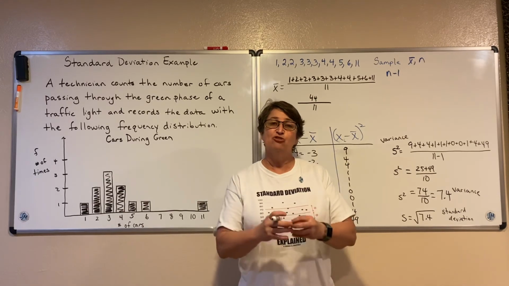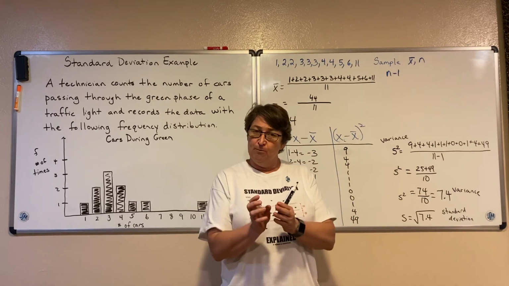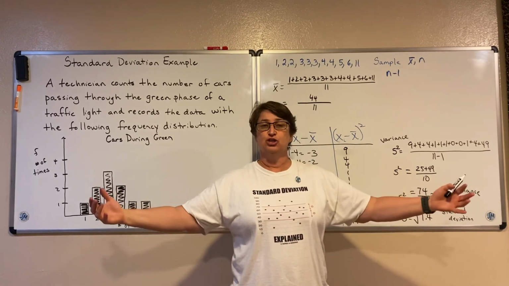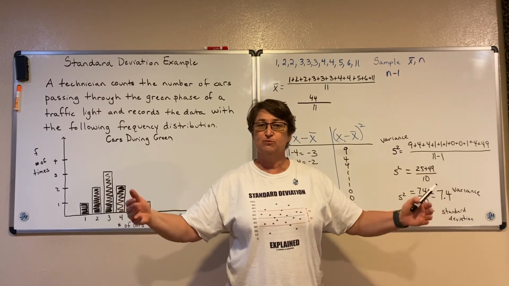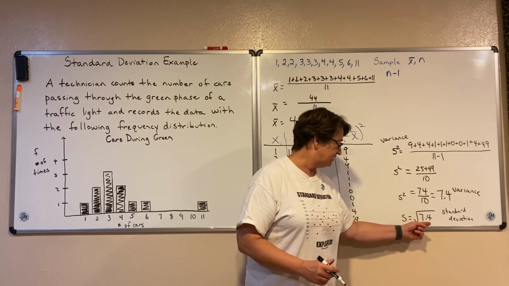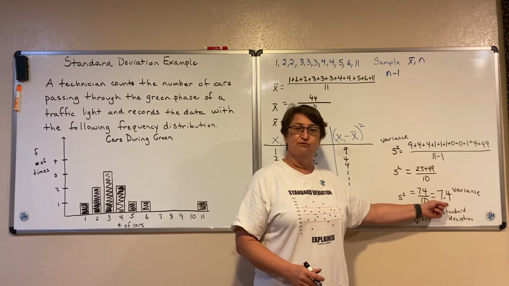That tells me how spread out my data is. The smaller the number, the less spread there is in my data. The larger the number, the more spread there is in my data. So here's our standard deviation. Square that and you get your variance, these measures of dispersion.